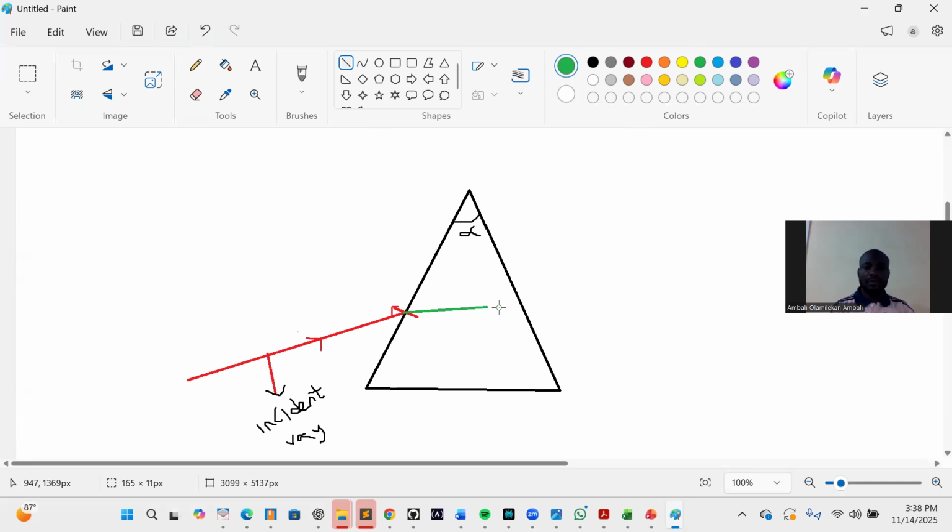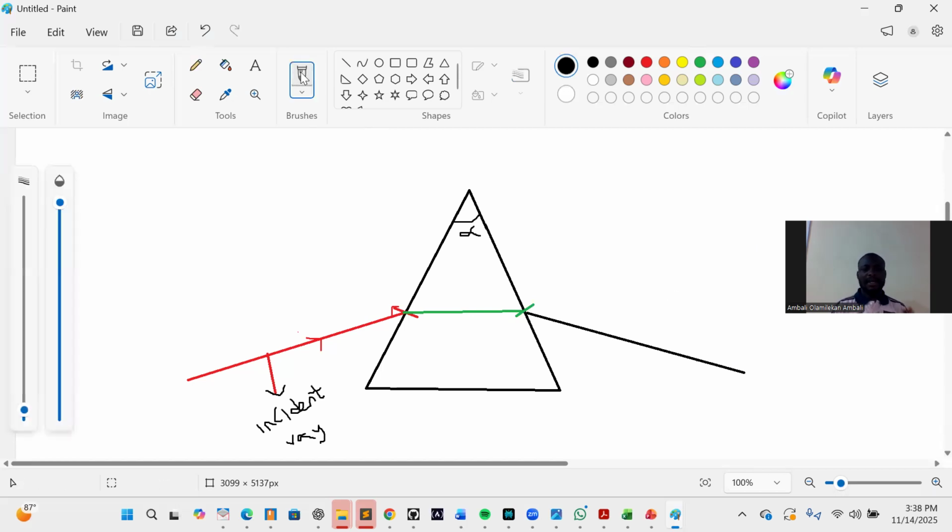So it's going to move toward the normal. And of course, it puts on normal here again, right? Now it's moving from a denser to a less dense medium, so it's going to move away from the normal. Now see what we used to say about prisms: the rays are actually deviated toward the base. This is the meaning. The lights that are coming are deviated toward the base. So this is the emergent ray.